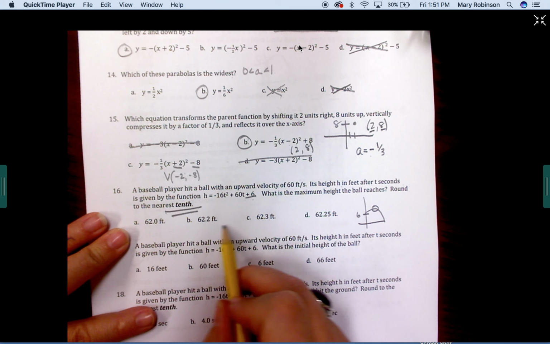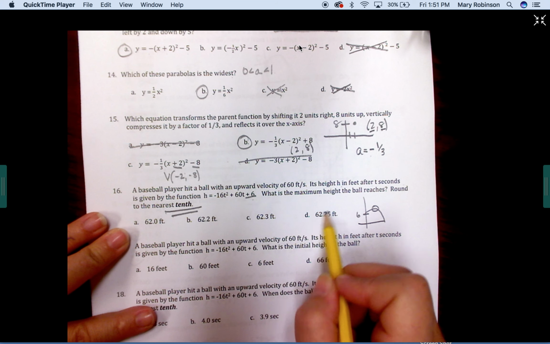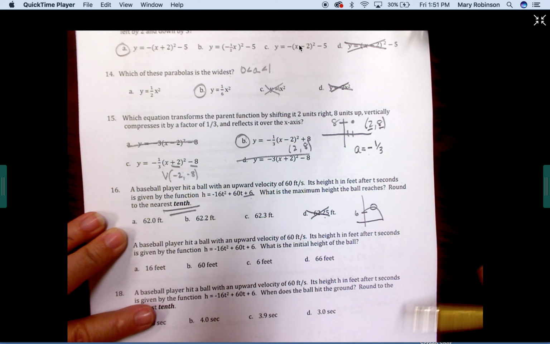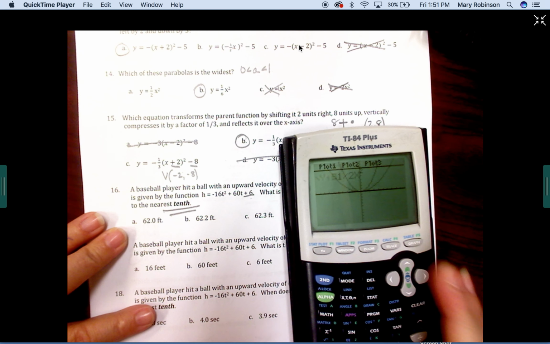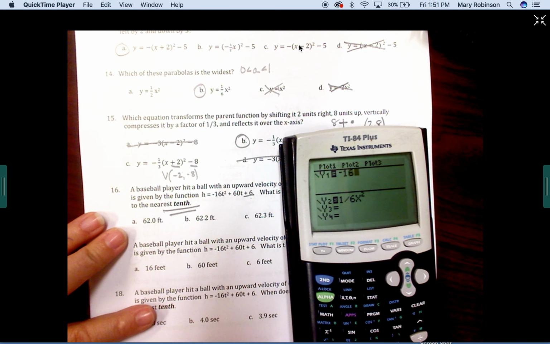When I look at my answer choices, this is the hundredths place, so I know that cannot be it. So I'm going to go ahead and press y equals and type in my function.